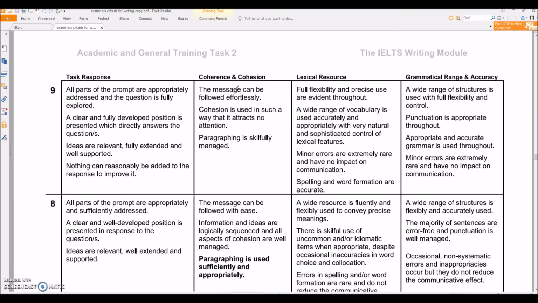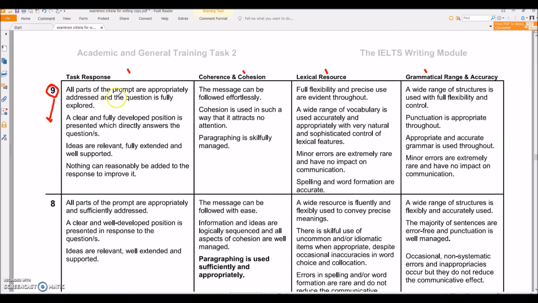Okay, now as you know, for the criteria, some people find task response to be confusing because they're not quite sure what it refers to. Well, we'll take a look. Let's break it down, look at the keywords, and we'll see. So we'll start with a 9, work our way down.